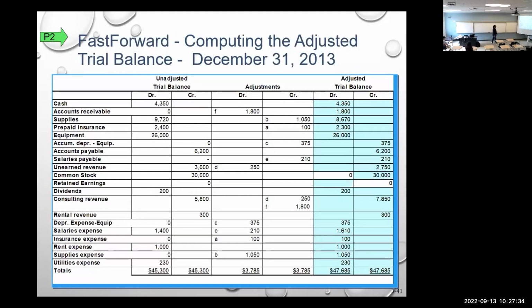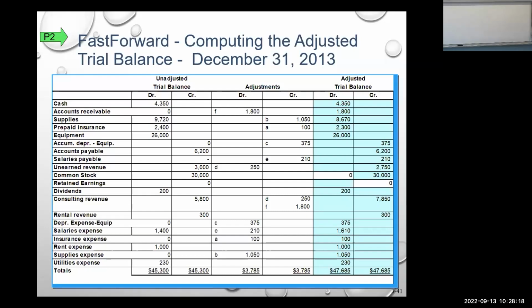If you have two different accounts, so you see here, you add 1,610 consulting revenue, you add these. Everybody see that? If you have two different accounts, let's say you have a debit and a credit. Here, prepaid insurance, $2,400. If you have a debit on the unadjusted trial balance and a credit on the adjustments, you'll subtract those, right? And whichever is larger, in this case, the debit is larger, you'll put it in that column.